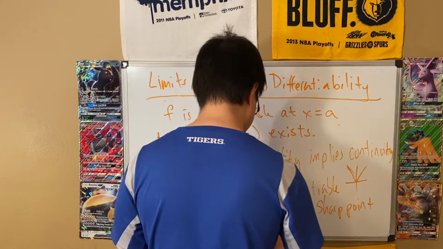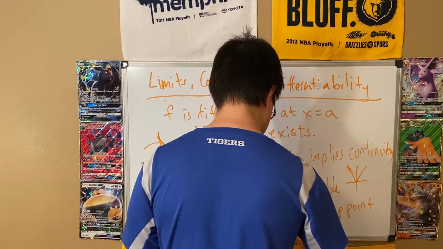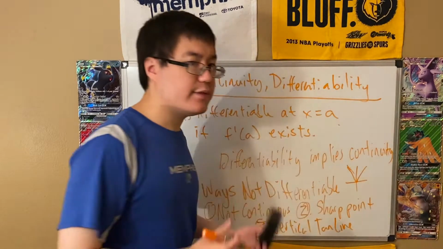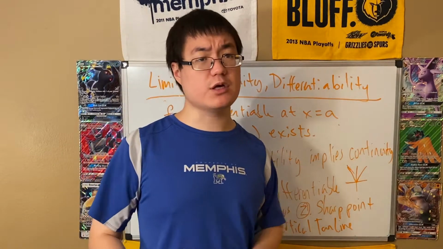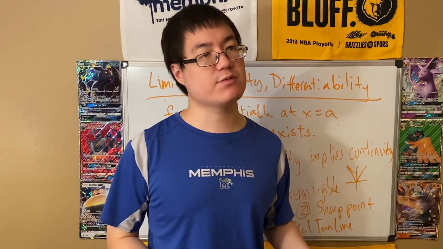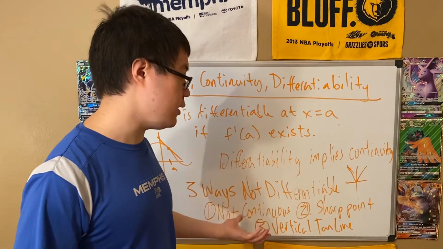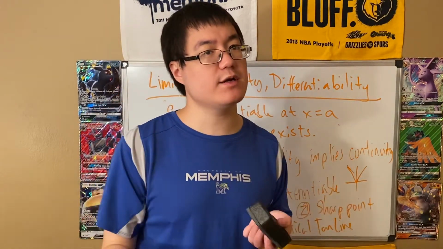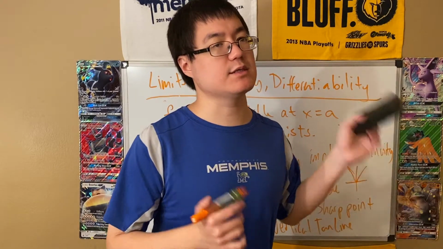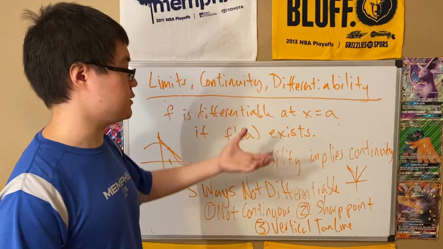The third way is having a vertical tangent line. Meaning that, remember, tangent line is point and slope, where slope is derivative. So vertical tangent line means your slope is infinity, and that's why potentially you could be not differentiable, because your slope is infinity. What does that mean your derivative is? That means your derivative doesn't exist, so that means it's not differentiable because the derivative doesn't exist.